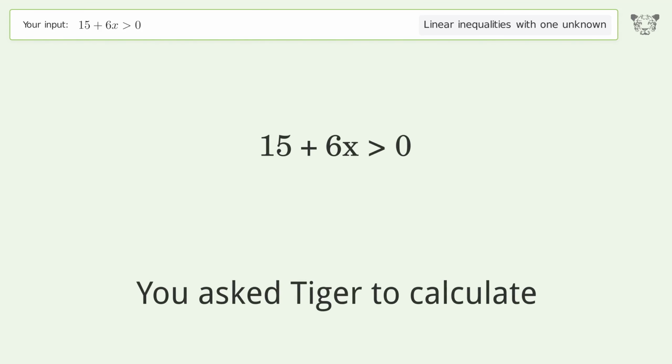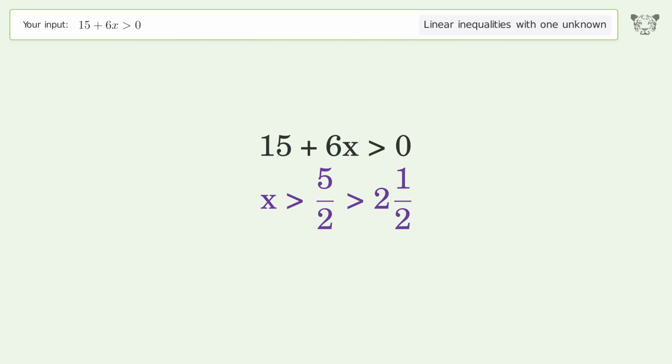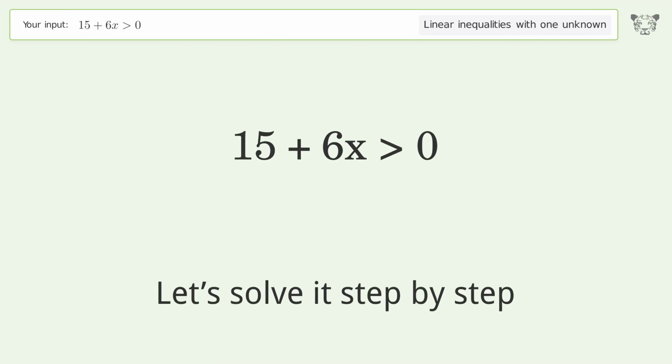You ask Tiger to calculate. This deals with linear inequalities with one unknown. The final result is x greater than -5/2 greater than -21/2. Let's solve it step by step.